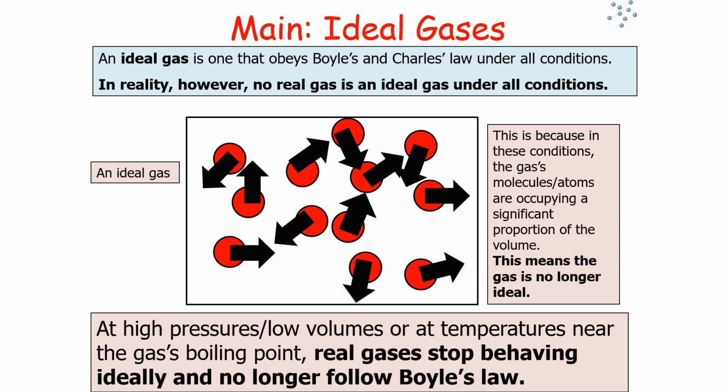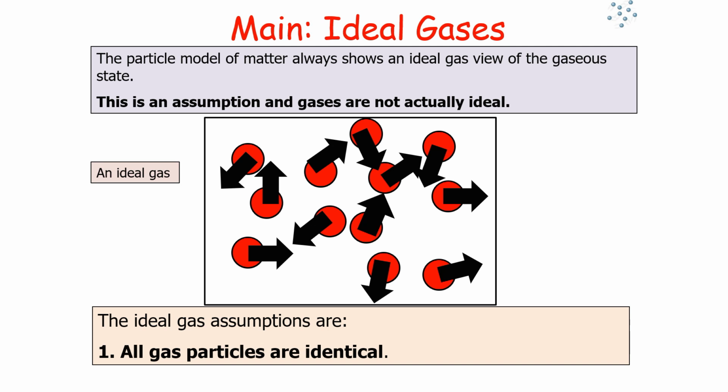Now it's important to note that the particle model of matter always shows an ideal gas view of a gaseous state. But remember, this is an assumption, and gases are not actually ideal. Now, ideal gases have several key assumptions attached to them. Here are the ideal gas assumptions.